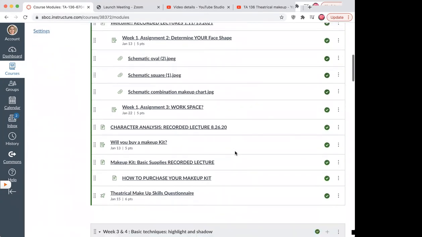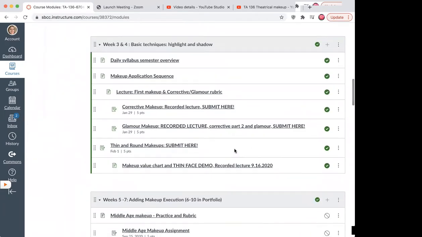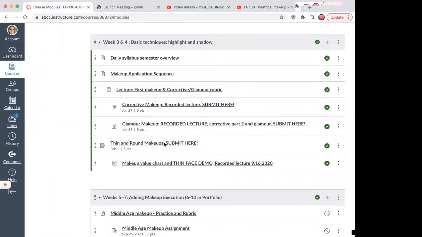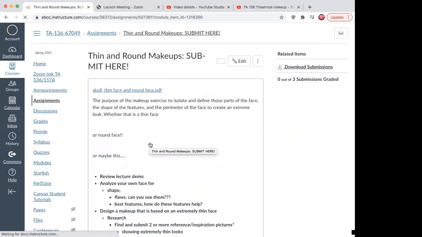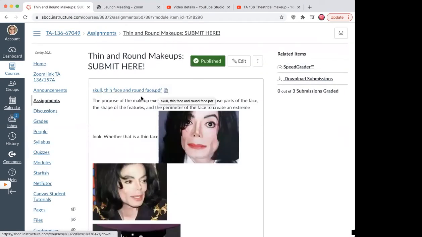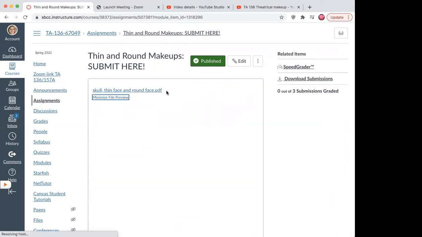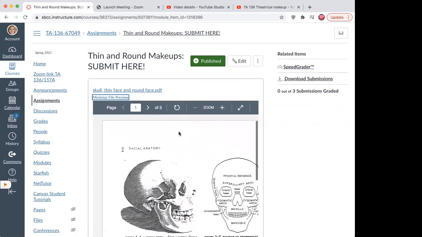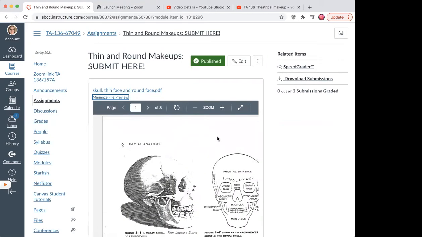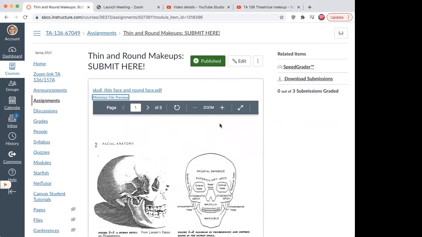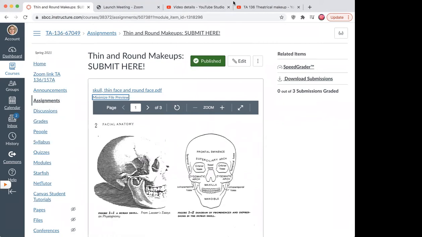You can see thin and round makeup, the makeup value chart, and a thin face demo that I did before. So thin and round makeups are here. And anytime you see a blue underline, click on the icon, which gives you significant information. If this comes up in a different direction, you can center it in your screen so that you can see the full thing.